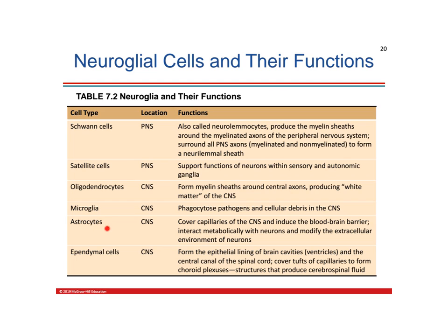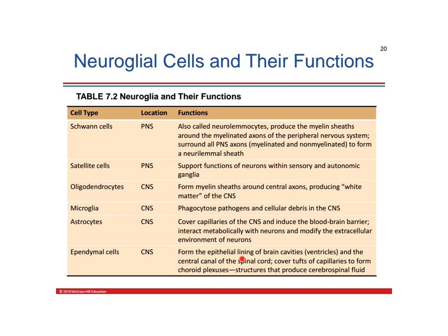Astrocytes are extremely important. They're found all over the CNS. They cover capillaries in the CNS and help to induce those foot processes. We saw a picture of them earlier. They actually help to induce the formation of the blood-brain barrier. These interact metabolically with neurons and modify the extracellular environment of neurons. We'll talk a lot more about astrocytes later.